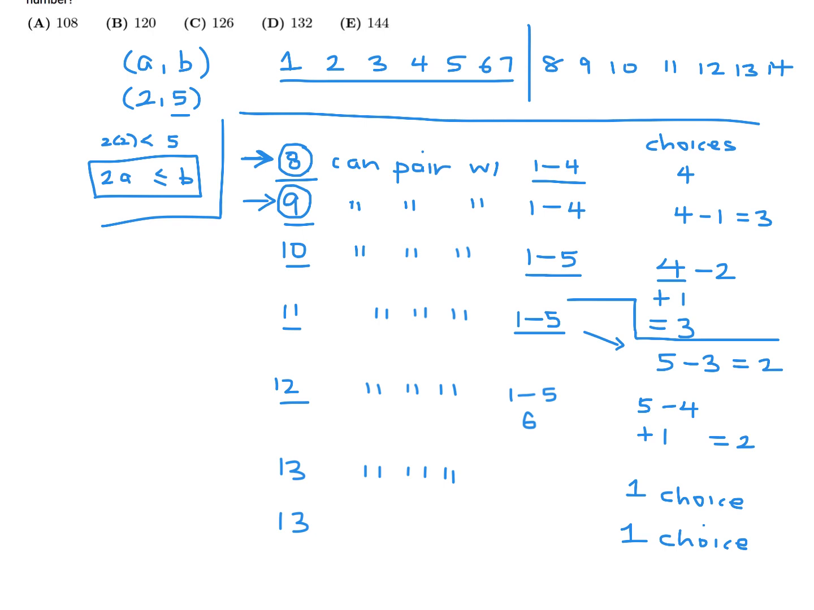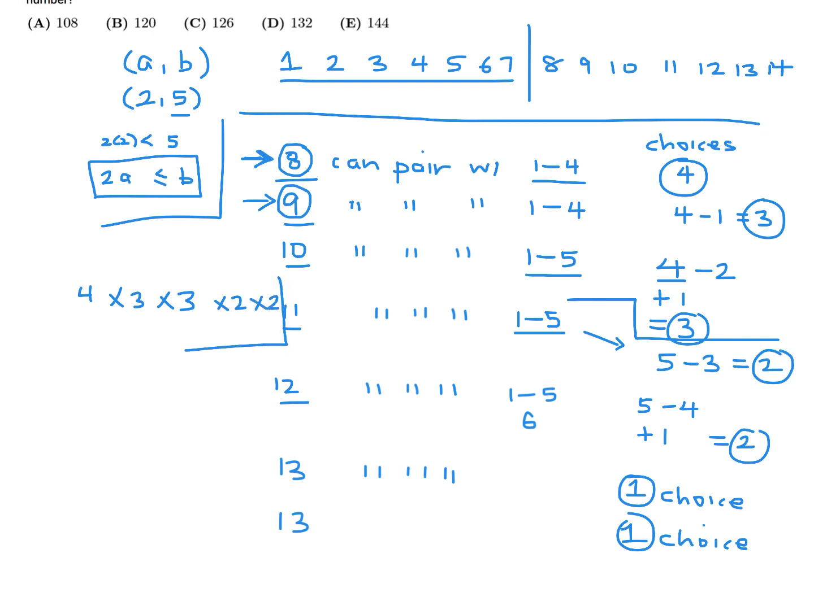So multiplying, we have 4 times 3 times 3 times 2 times 2 times 1 times 1. So 4 times 3 times 3 times 2 times 2. Well, the ones you don't really need. Well, you can put them in there if you want. And this all would be 144. So 144, which is choice E. There you go.